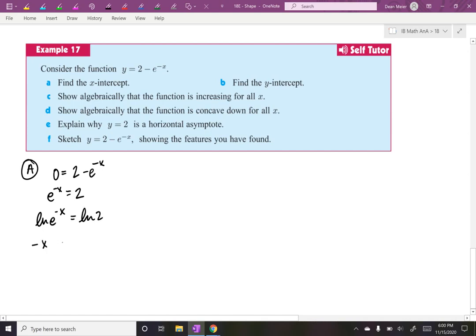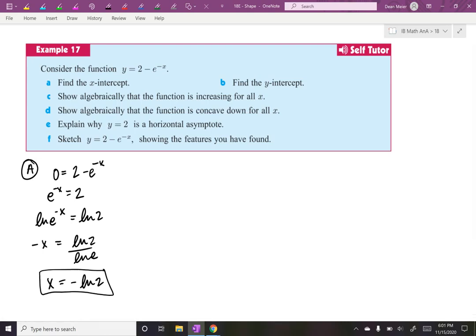Negative x is equal to ln of 2 over ln of e, which is really just change of base formula if you wanted. So you could pick any base right there. Or ln of e is actually 1, so it's just ln of 2. So move that over. x is equal to the negative ln of 2. So there is your x-intercept. Use a calculator to approximate.